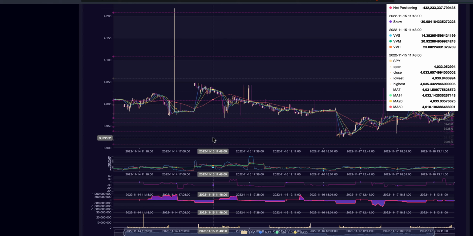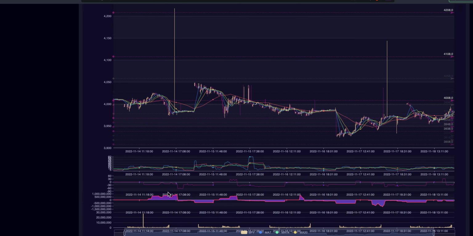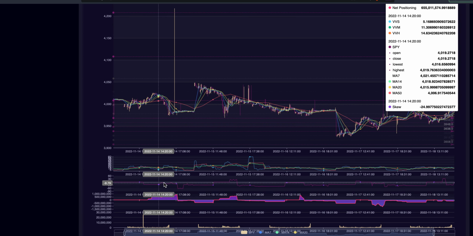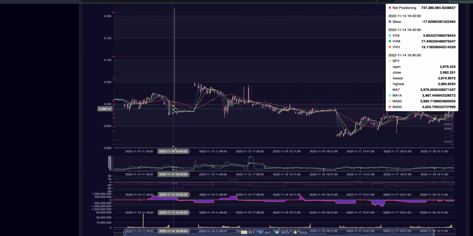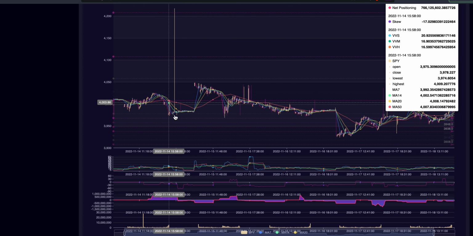And then also what you want to see is this net positioning really start to pick up, and also the skew not be as flat. If this gets blown out, then it makes it even easier to long, which didn't happen here, so your factors didn't all line up.